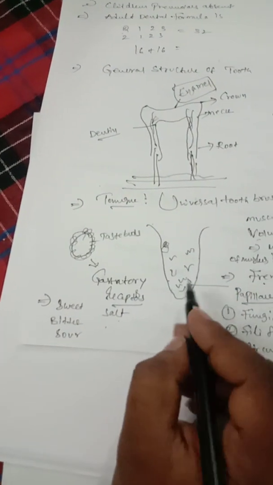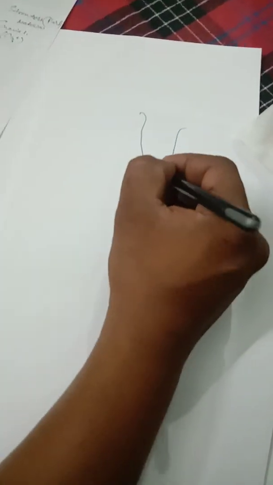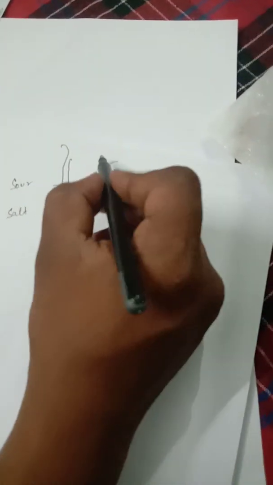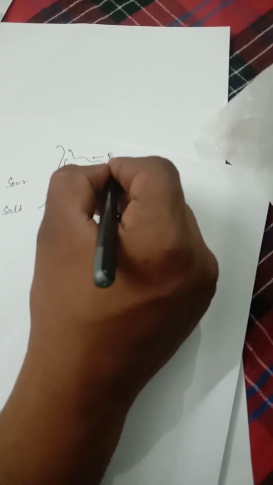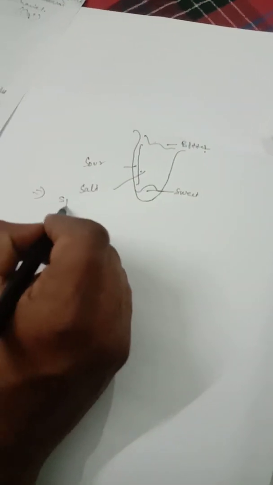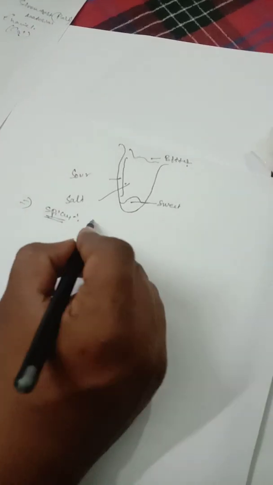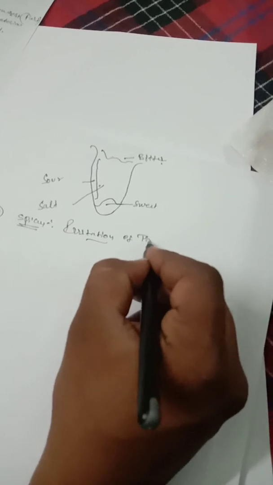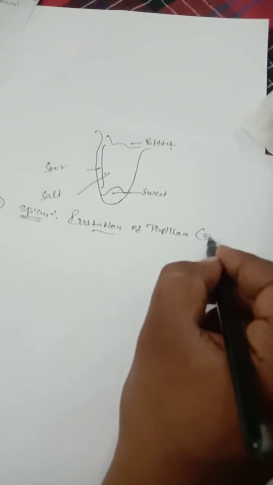Where are the positions of taste buds on the tongue? If you see the tongue structure, the sweet taste buds will be here, next sour and salt, and bitter, like this. Different papillae have different taste buds. Then what about spicy? Spiciness is nothing but irritation of the papillae and tongue. So that leads to spicy.